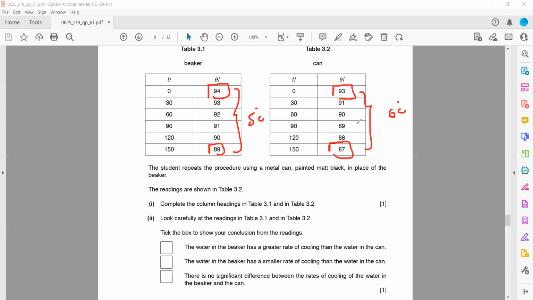So water in the beaker is having a smaller rate of cooling than in the can. But if you check the statement, the third box is more appropriate. Why is the third box appropriate? Because this is 5 degrees, this is 6 degrees. There's not much significant difference there. If say this was 5 degrees and this was say 16 degrees, then they would have a significant difference. That's why option C, the third box, is more appropriate as compared to the second one.